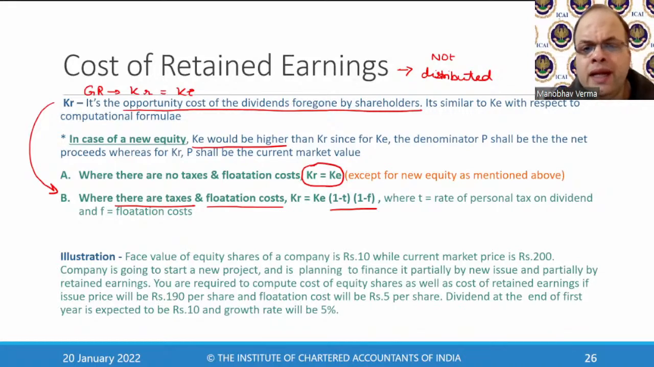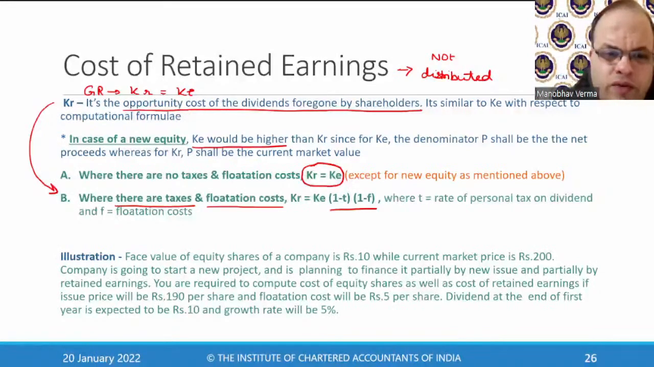So let's talk about an illustration here. The face value of the equity shares of a company is 10, while the current price is rupees 200. The company is going to start a new project and is planning to finance it partially by a new issue and partially by retained earnings. You are required to compute the cost of equity shares as well as the cost of retained earnings, if the issue price will be 190 and the flotation cost will be 5 per share. Dividend at the end of the first year is expected to be rupees 10 and the growth rate will be 5%.